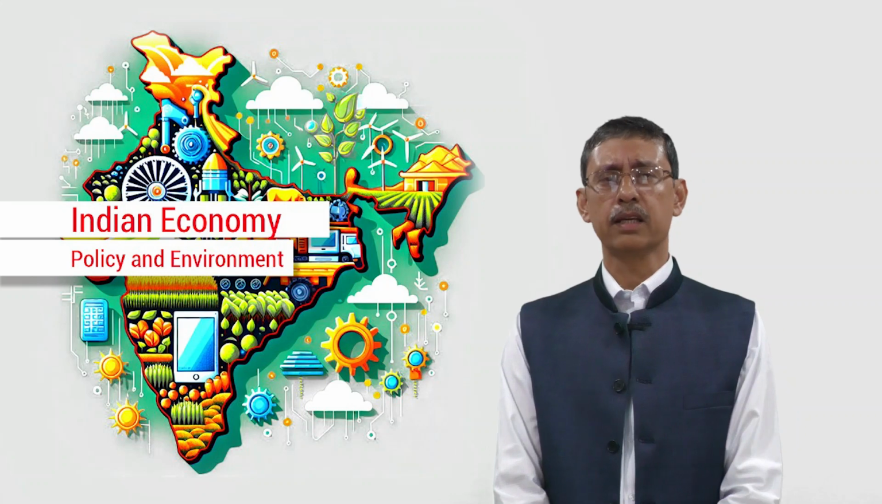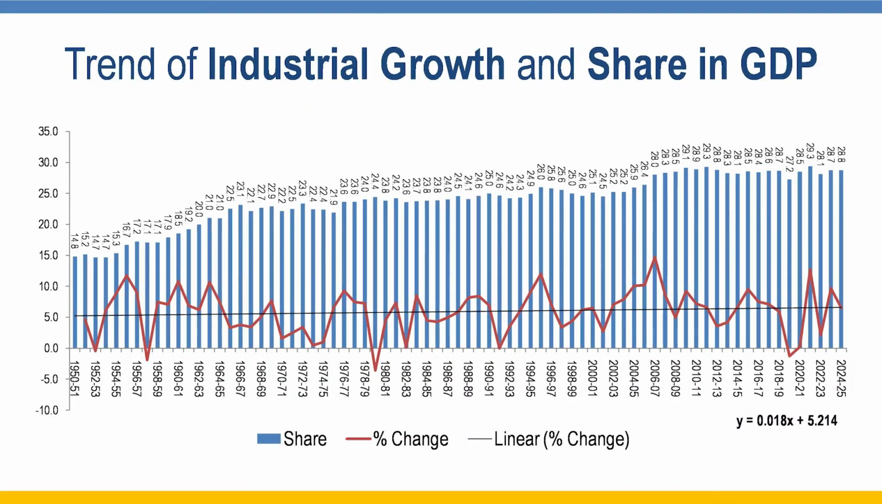Now let me begin by putting this graph before you, which provides two things. One is the trend of industrial growth, and at the same time the share of GDP of the industry, and in general, including manufacturing, in the total gross domestic product. And we have taken the time frame from 1950-51 to 2004-5. The red line that you are seeing is the industrial growth curve during this period, and we have plotted a kind of trend line which is around 5%.